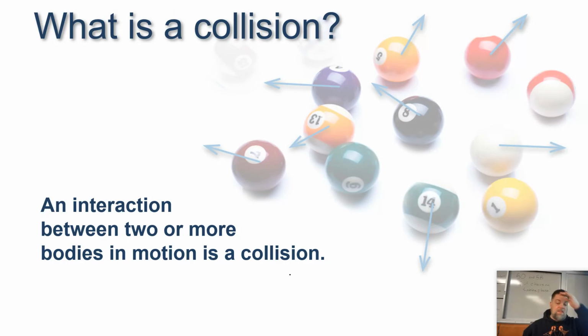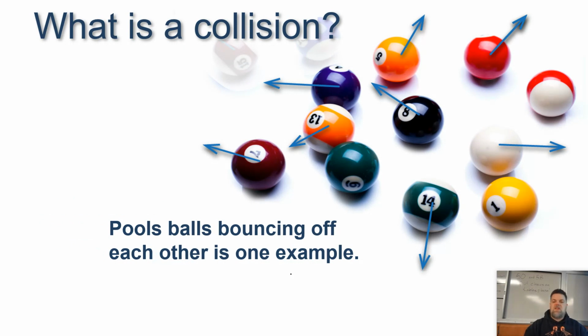Now you don't have to write this down. I just want you to kind of look at the board and talk about this. An interaction between two or more bodies in motion is a collision. When we define something as a collision, don't think of two cars crashing into each other. Just think of any two objects that interact, make contact. Usually it is a type of collision. Think of pool balls bouncing off of each other as one example.